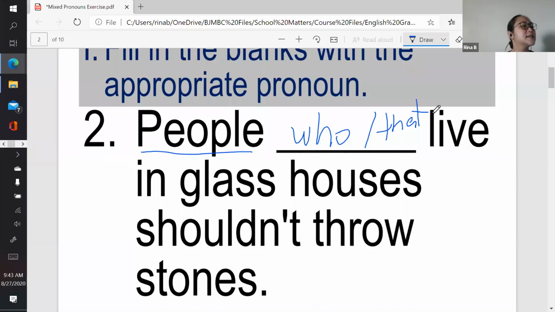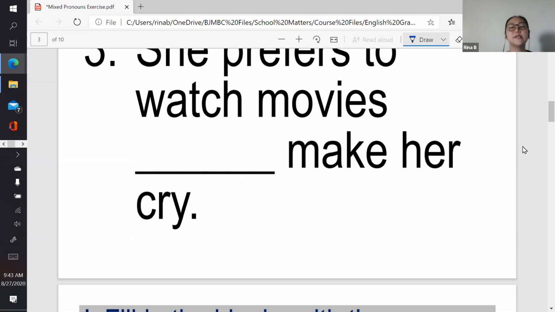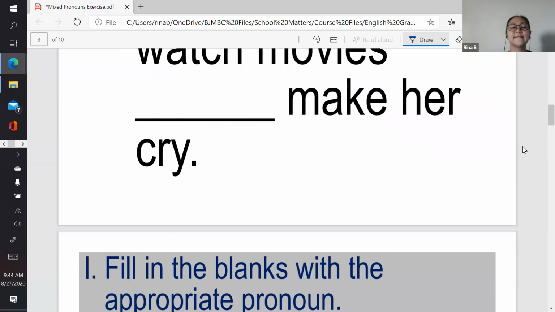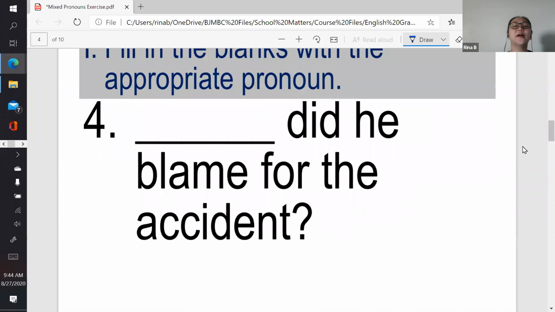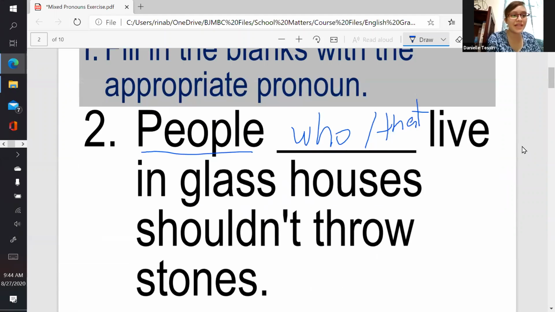Alrighty. Next, Joy. I will skip this because it's almost the same as number 2. Okay, number 4. Yes, Danielle. I thought of another one. Living. Oh, okay. Living in glass houses and throw stones. People living instead of remove the live. Right. Although we're talking about pronouns at this time.